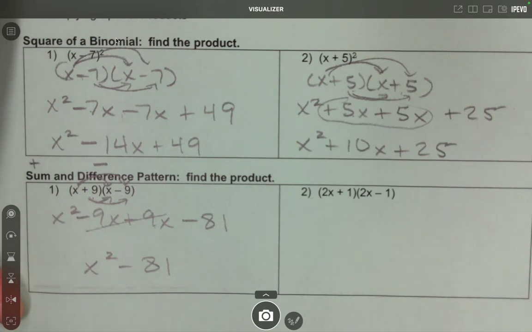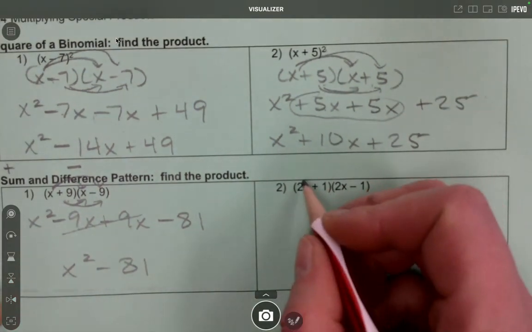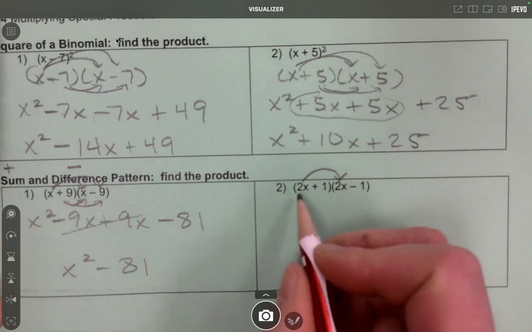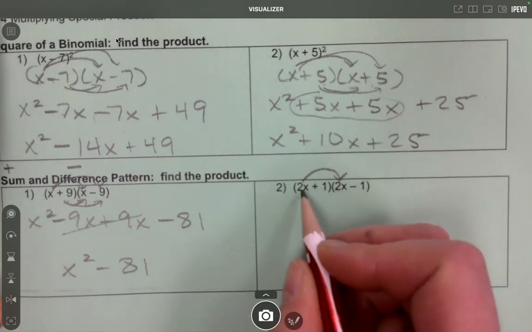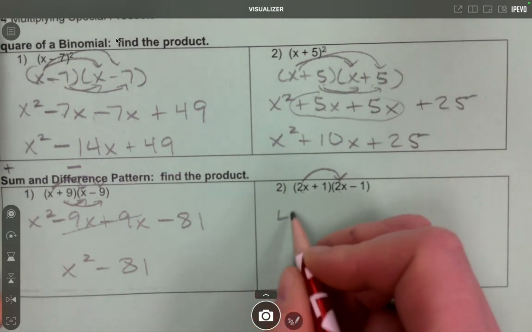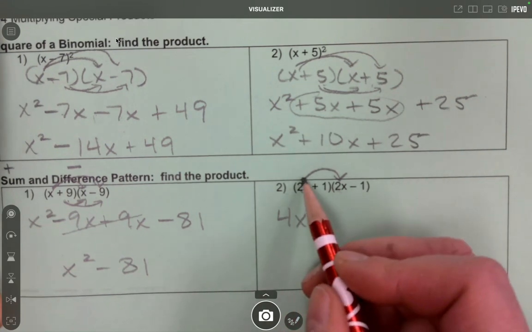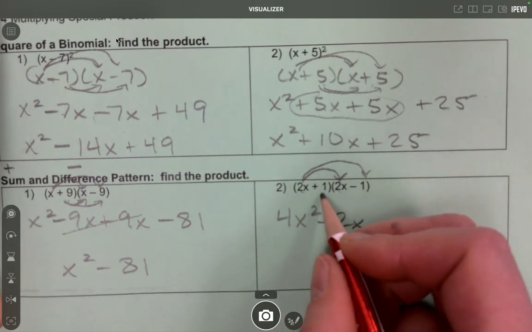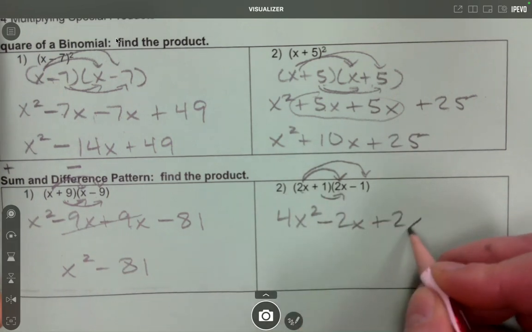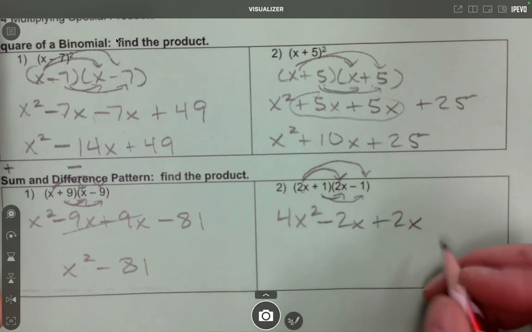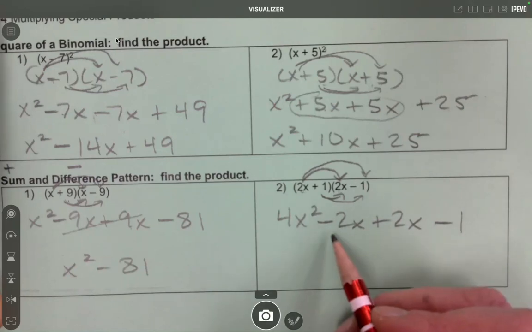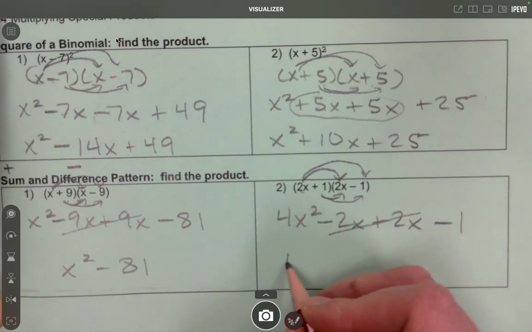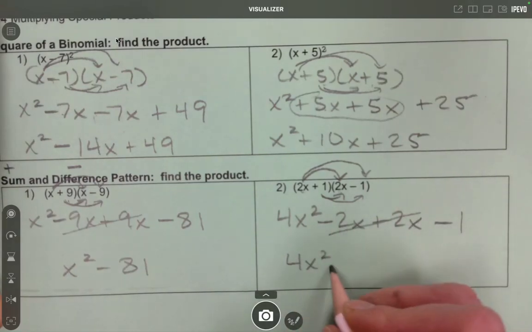All right, our last problem together. So let's multiply 2x times 2x. So 2 times 2 is 4. X times x is x squared. It's going to give us a 4x squared. 2x times a minus 1 is minus 2x. 1 times 2x is plus 2x. And then 1 times negative 1 is minus 1. So my middle terms are going to zero out again. And I have 4x squared minus 1.